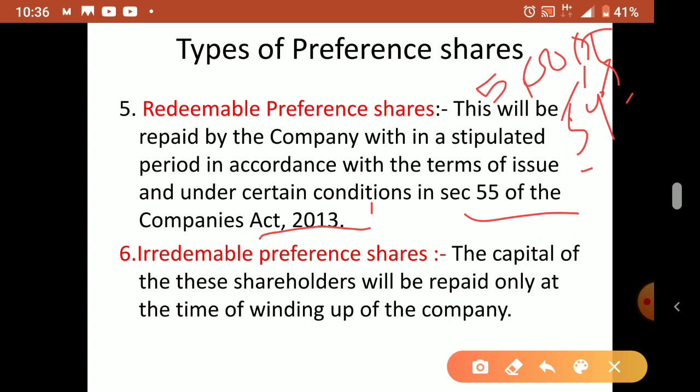So, at the issue time. Now suppose I am borrowing 1 lakh rupees from you and I tell you that I'll give it back after 2 years. Then that is redeemable. I'm giving you the condition when you gave me the money 2 years before. Okay, so that is redeemable and irredeemable.